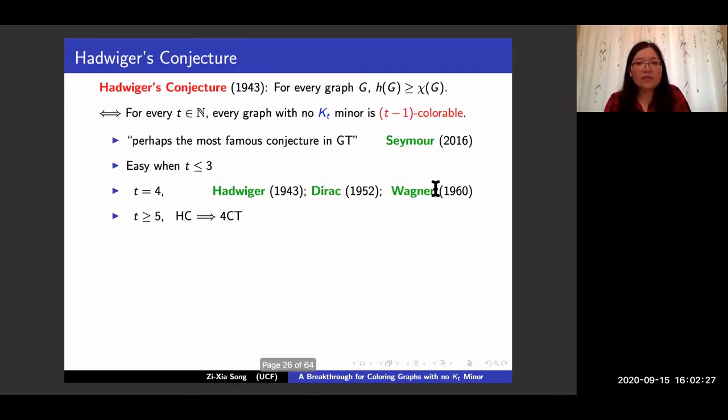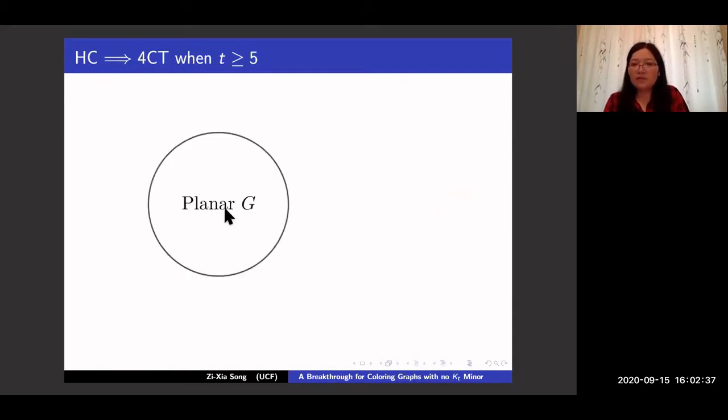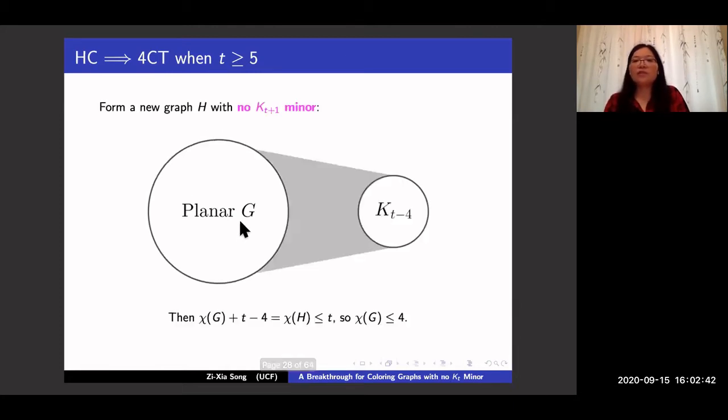Now, when t is at least 5, Hadwiger's conjecture would imply the 4-color theorem. To see why this is true, you can do the following. If you give me a planar graph G, I can form a new graph H with no K(t+1) minor, and you form your graph in this way. Now by Hadwiger's conjecture, the new graph is t-colorable. So this gives you the fact that G is 4-colorable. So you can prove the 4-color theorem if Hadwiger's conjecture is true.